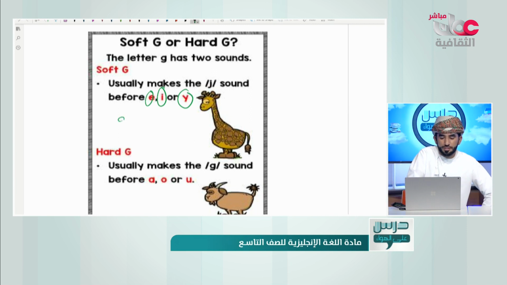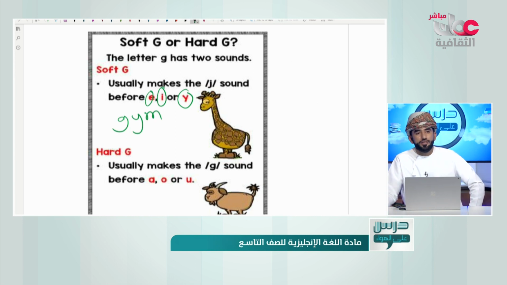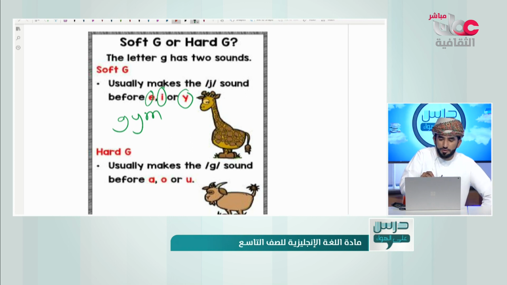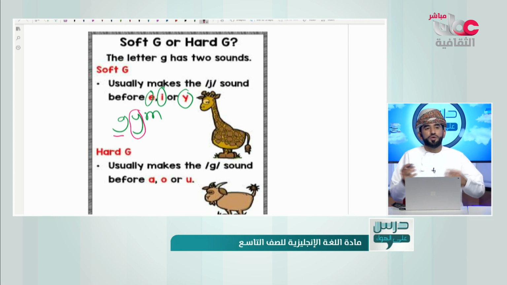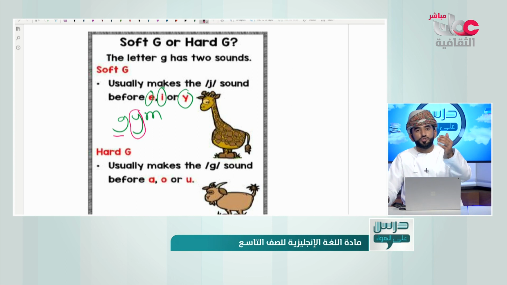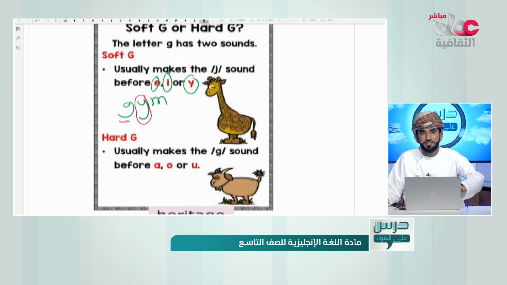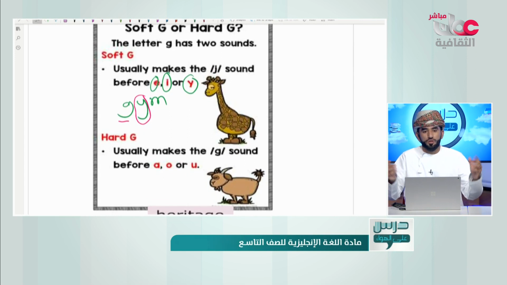Like, for example, let me give you this example. We don't say "gym" with a hard G, we say "jym". Why did we say it that way? Because the G is followed by what? By Y. So if the G sound or letter is followed by Y or E or I, then it's pronounced as J. Of course, we have got some exceptions, and it's your job to look for those exceptions. But this is the common rule.